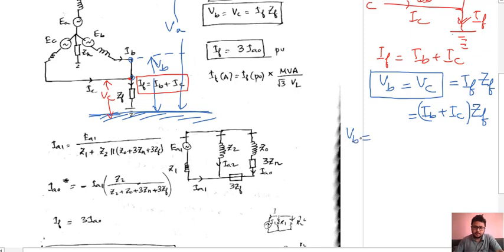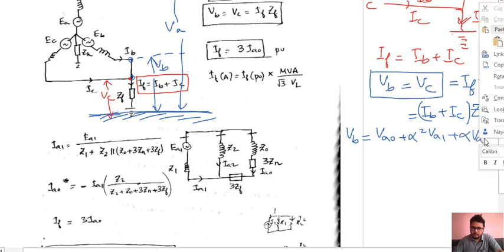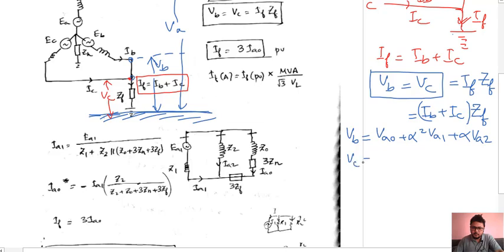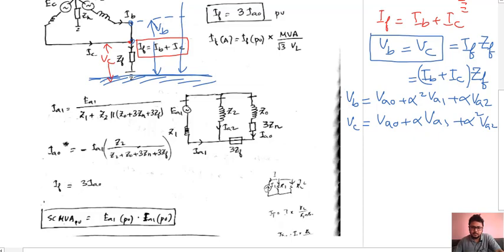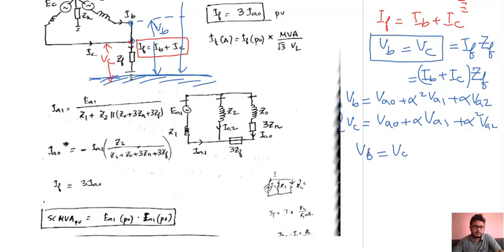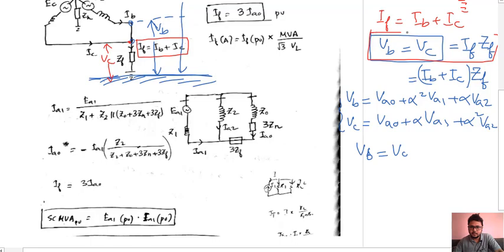Now see, VB means VA0 plus alpha square VA1 plus alpha VA2, and VC is VA0 plus alpha times VA1 plus alpha square times VA2. We know this, we have already derived it. And also VB is equal to VC. So let us see the relations. What relations are we getting? This is one relation.